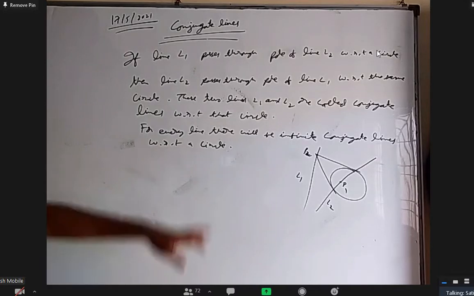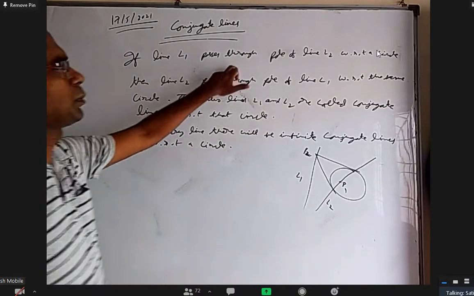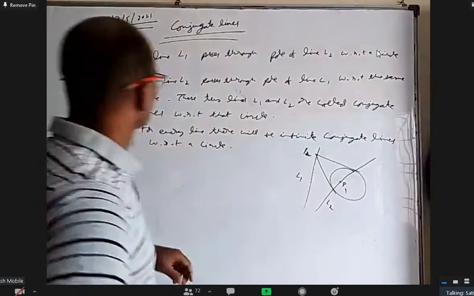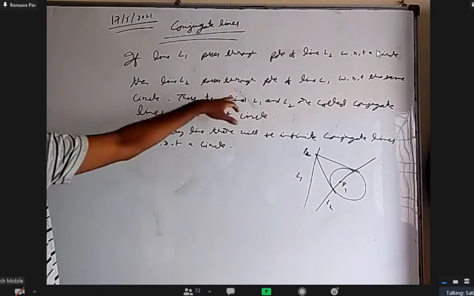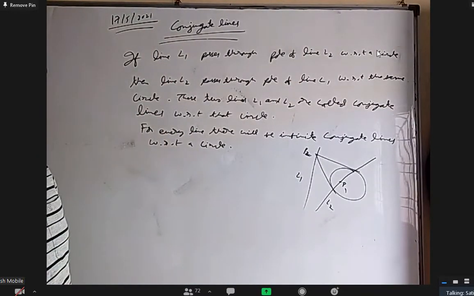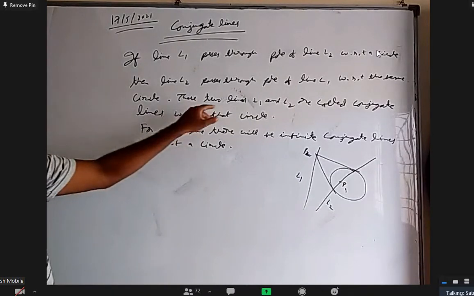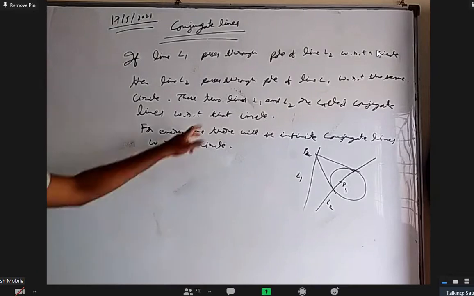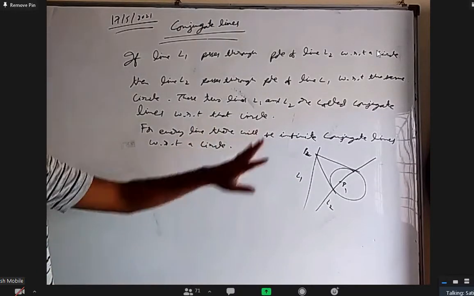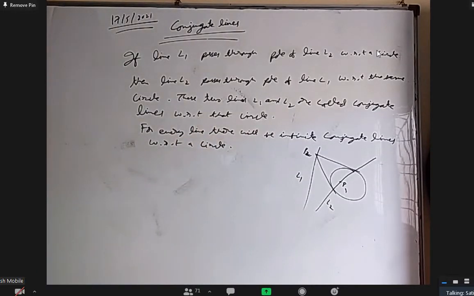If somebody wants, I'll read it once again. If line L1 passes through the pole of line L2 with respect to a circle, then line L2 passes through the pole of line L1 with respect to the same circle. These two lines L1 and L2 are called conjugate lines with respect to the circle. For every line, there will be infinite conjugate lines with respect to a circle.